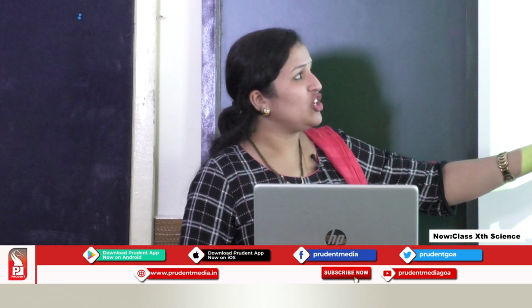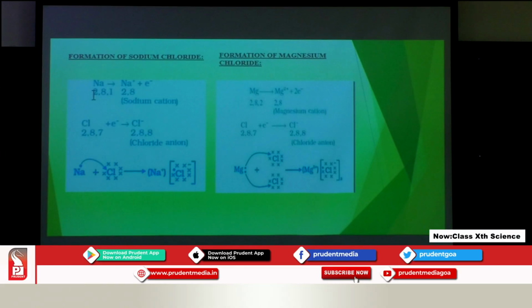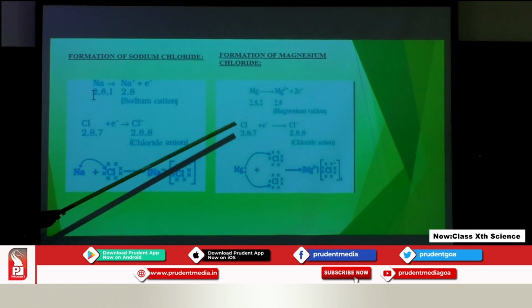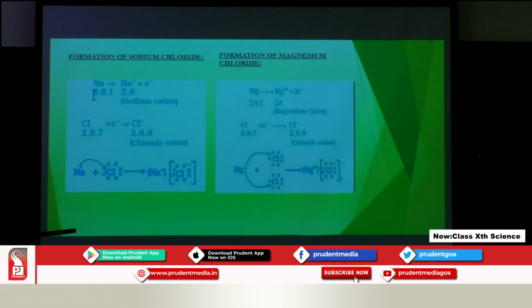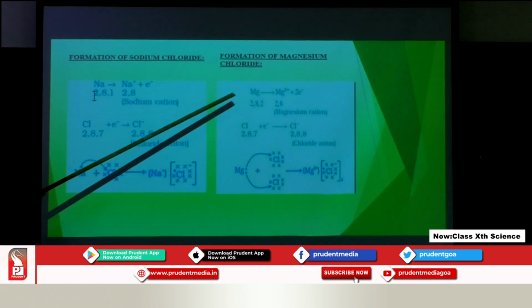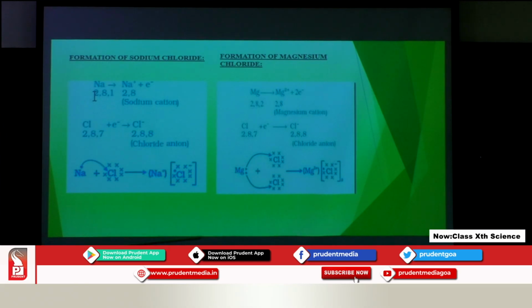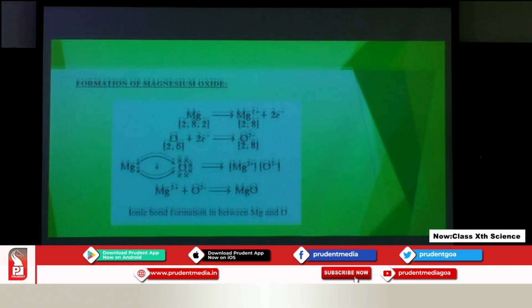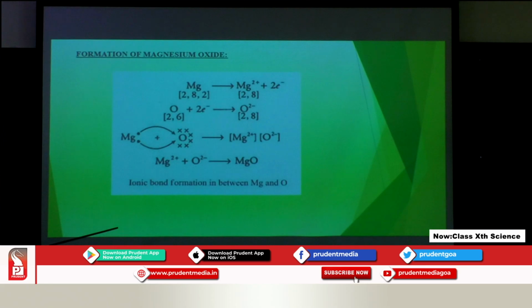Magnesium, on the other hand, has 2 extra electrons in the last valence shell. So, it will donate the 2 electrons. Those 2 electrons will be taken by 2 chlorine atoms, and we will get the formation of magnesium chloride. Similarly, we will see the formation of magnesium oxide. Oxygen is lacking 2 electrons. So, it will take the 2 electrons which the magnesium is giving and we will get the formation of the oxide ion. Magnesium is donating the 2 electrons to oxygen, and we get the formation of MgO, that is, magnesium oxide.